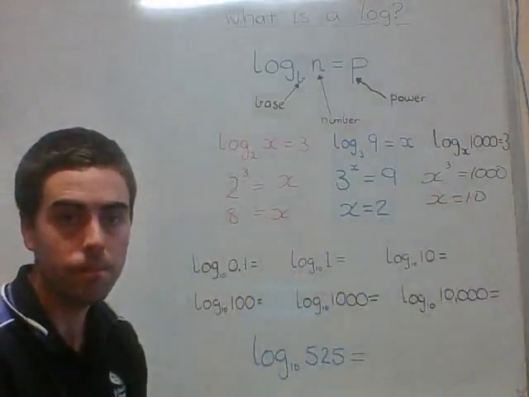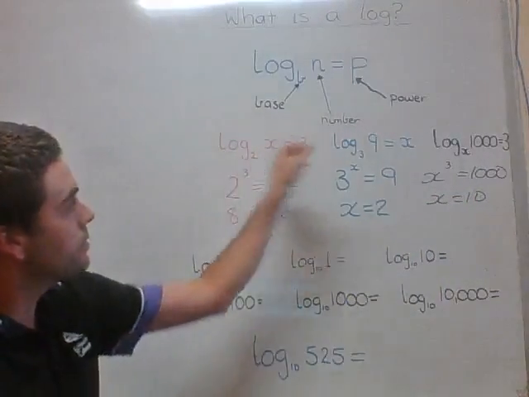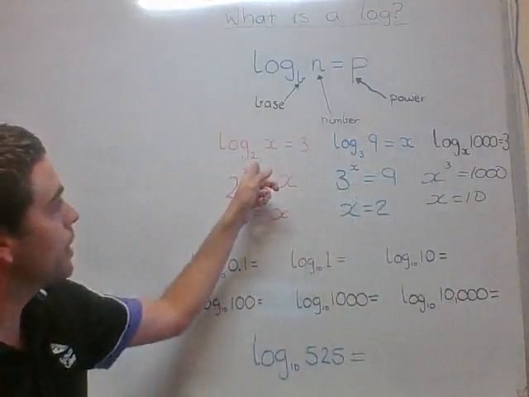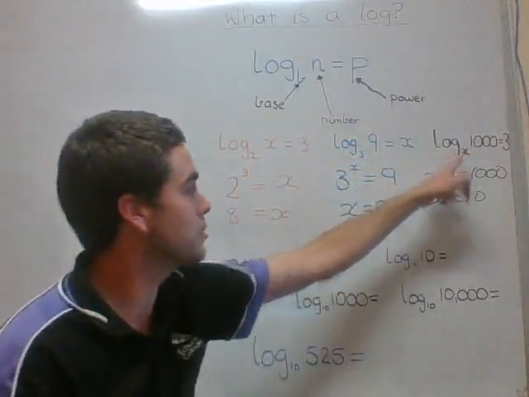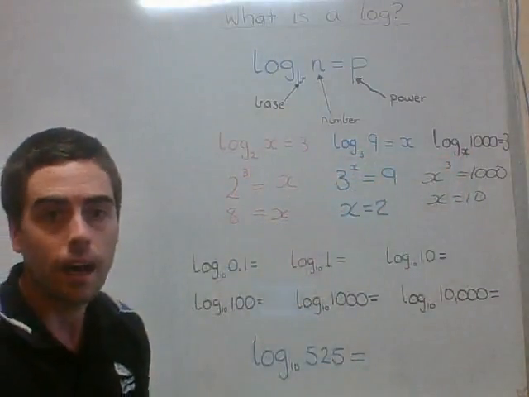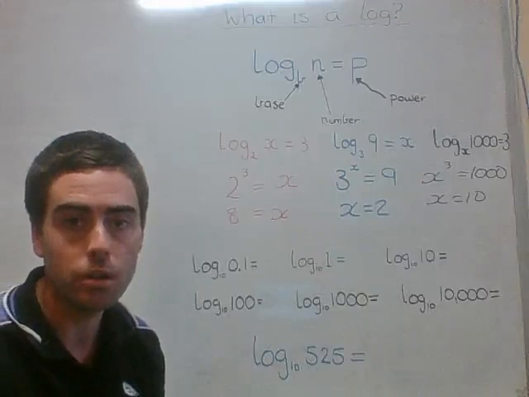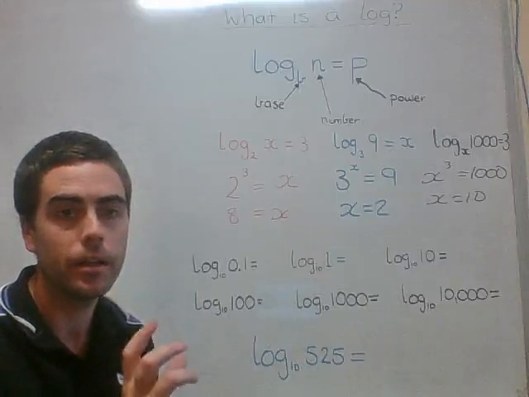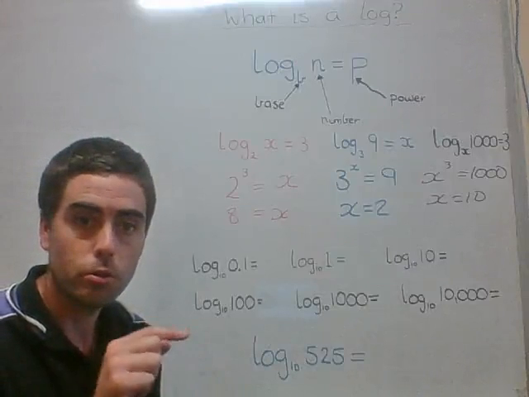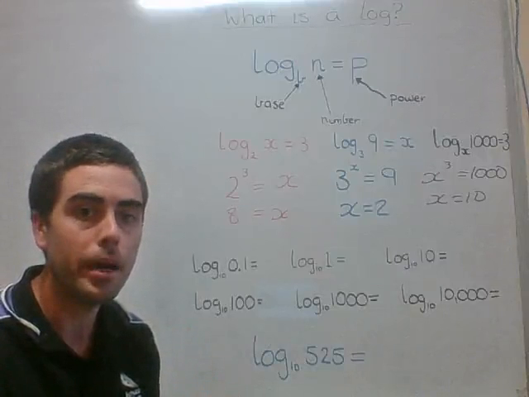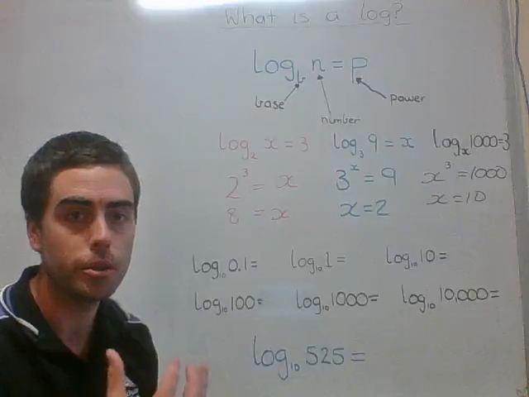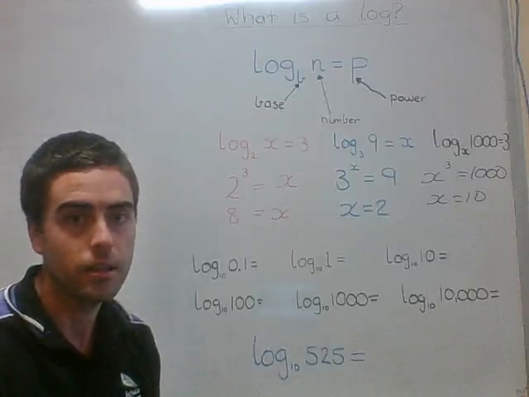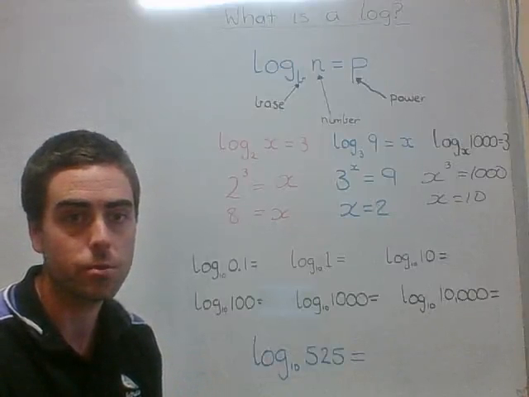Now in each of these examples I've had different bases, base 2, base 3, and this one ended up having a base 10. In further maths we only deal with base 10s, and on your calculators when you push log, if you don't put a base in, it will automatically assume that you are dealing with a base 10. So that makes things a little bit easier for us. We only need to deal with a base 10.